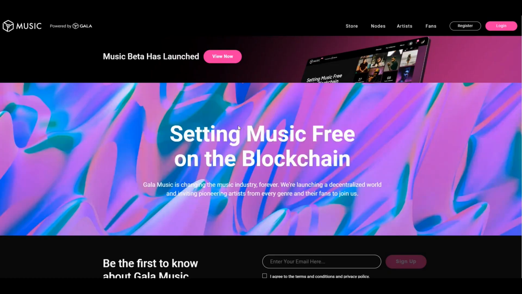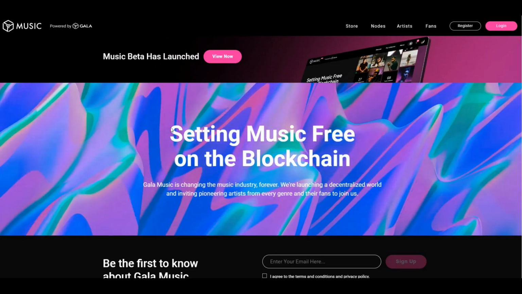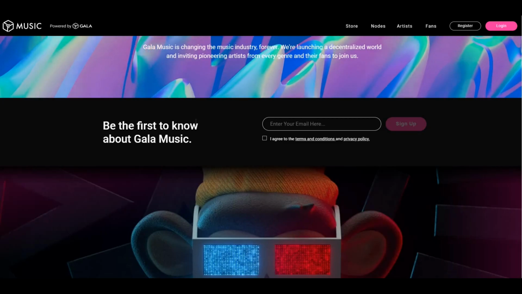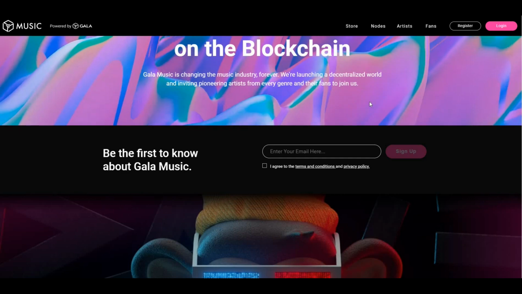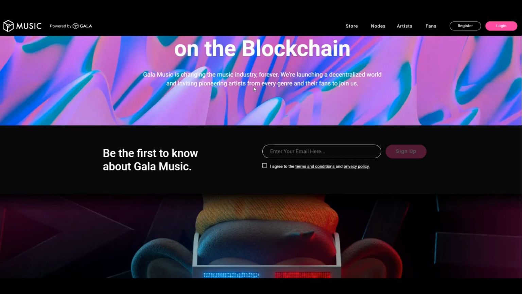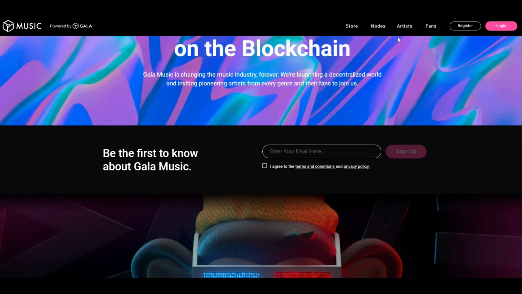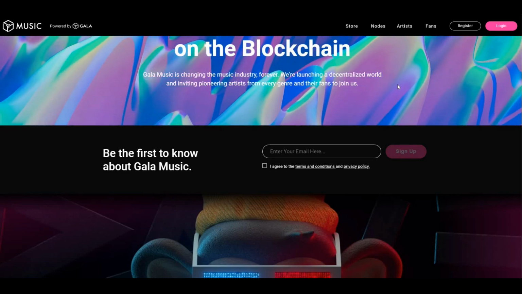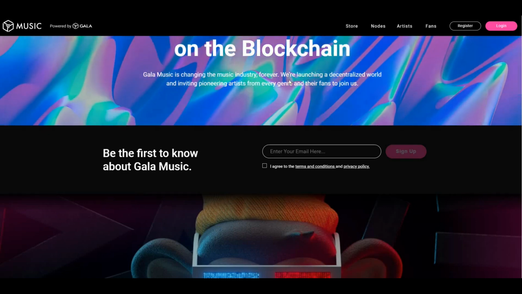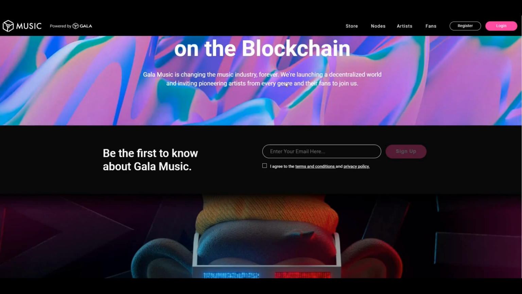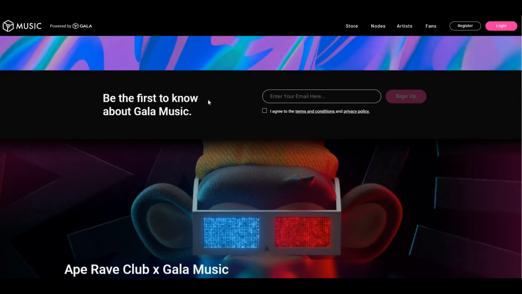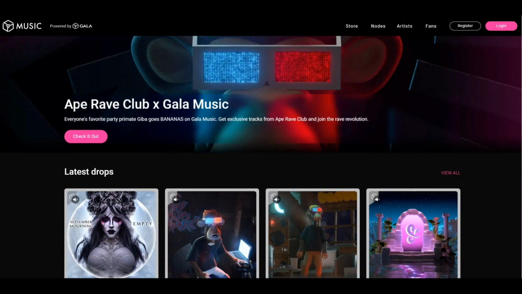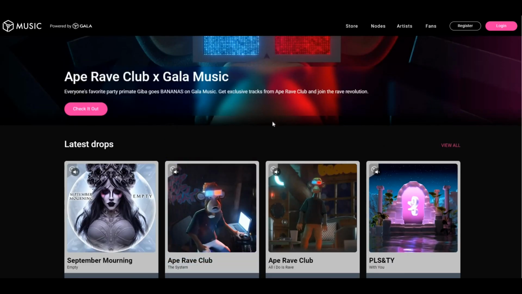And if we take a look at the music, just a little bit of what they've got going on with their music stuff at the moment. Obviously they've got their nodes, and you can start earning rewards on the nodes as we speak. And I think next year there's going to be a token released for those, they call them decibels. So those decibels that you earn, there'll be a token released which will have some sort of value. But here, Ape Rave, Club X, and Gala Music. So that's something new that they've brought out.